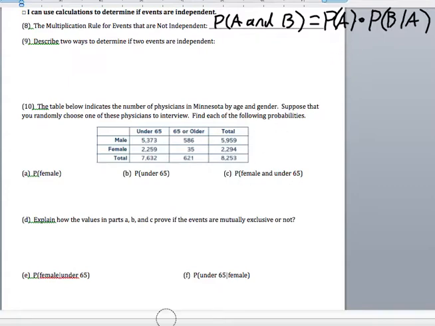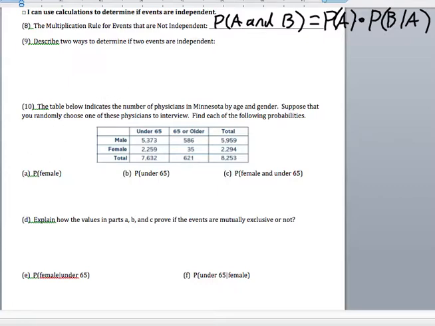All right. Describe two ways to determine if two events are independent. Sorry, I dropped the marker. I hope you're still with me.